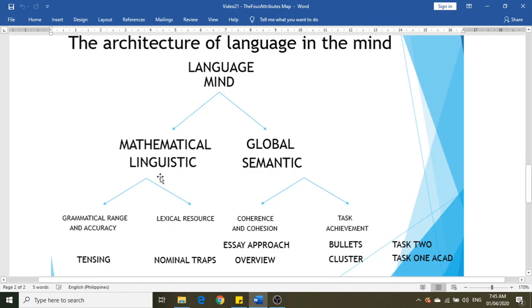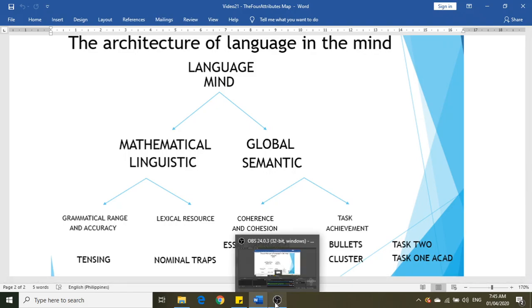And then for the linguistic components, we now can see the IELTS criteria of grammatical range and accuracy, and of course lexical resource. And as regards to the semantic component, you can see the important criterion of task achievement and coherence and cohesion. So these four are now officially the four IELTS criteria that are being used to evaluate your essays.